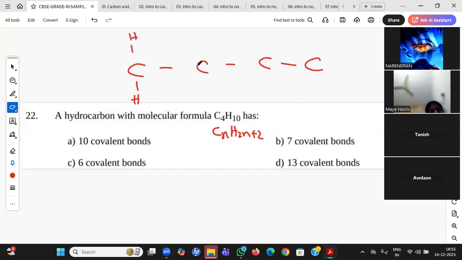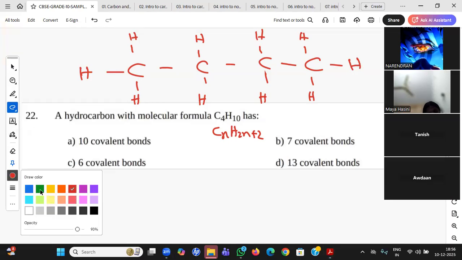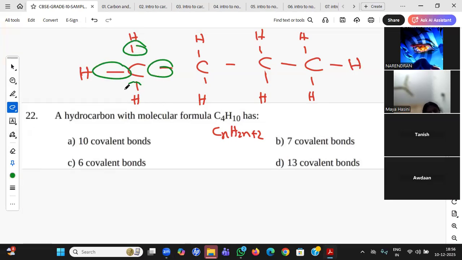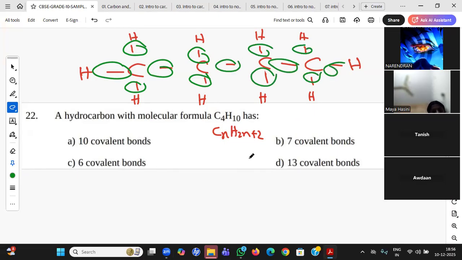Good, okay? Super student. Students who are not able to use the general formula, you can draw the structure. You have done 8. Draw the ninth and 10th. Now count the number of lines: 1, 2, 3, 4, 5, 6, 7, 8, 9, 10, 11, 12, 13. 13 is the answer.